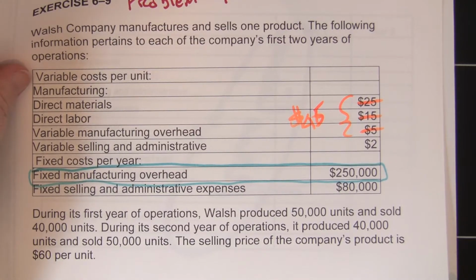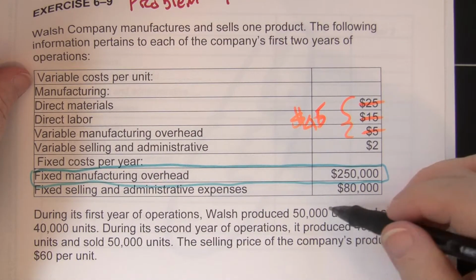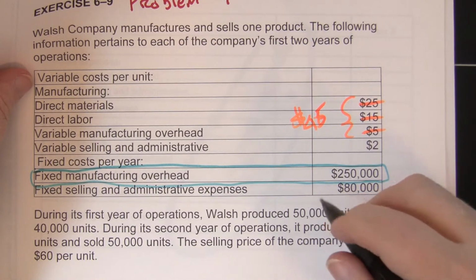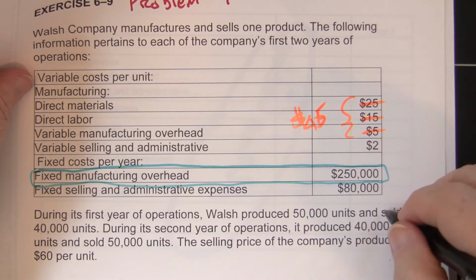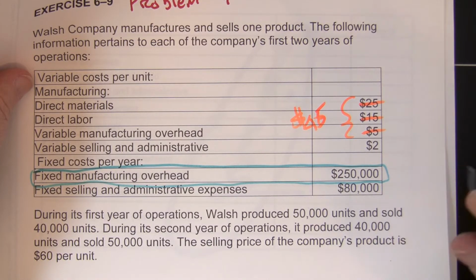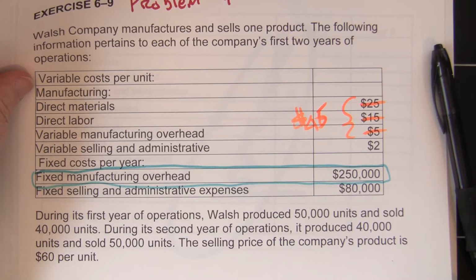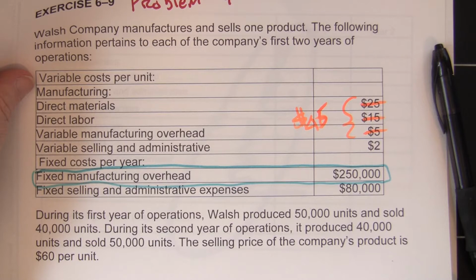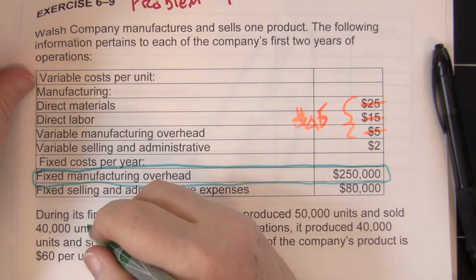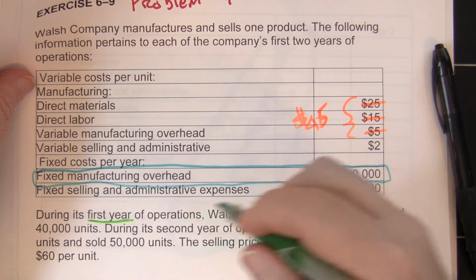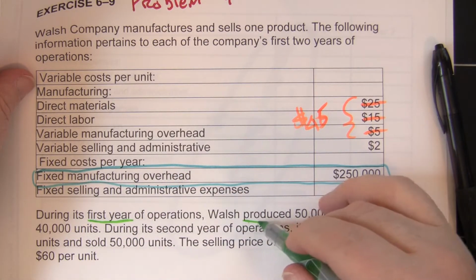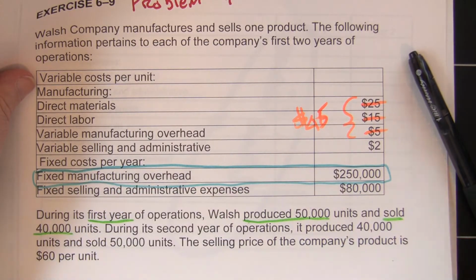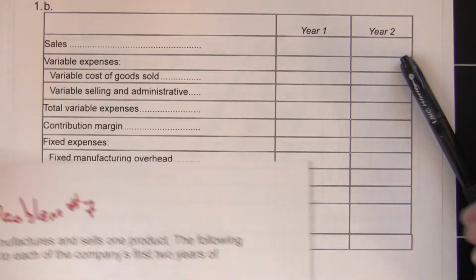Walsh produced 50 units and sold 40 in year 1. So year 1 they made 50, sold 40. And in year 2, and let me highlight that in some color. So in year 1, first year, produced 50, sold 40. So that's year 1.